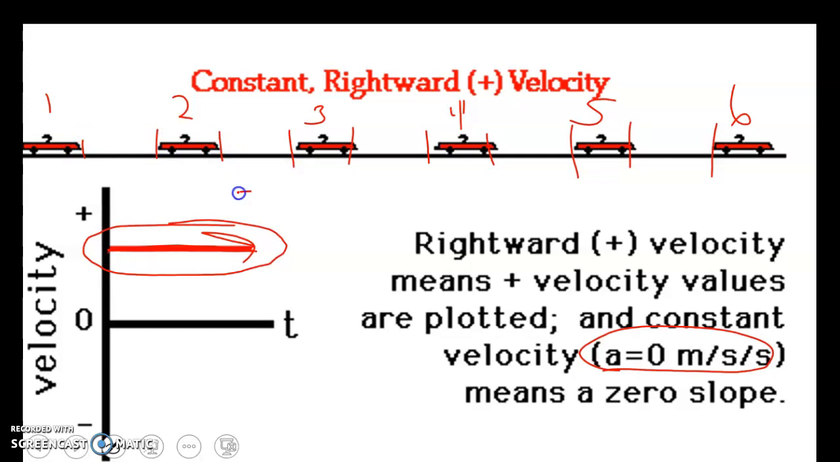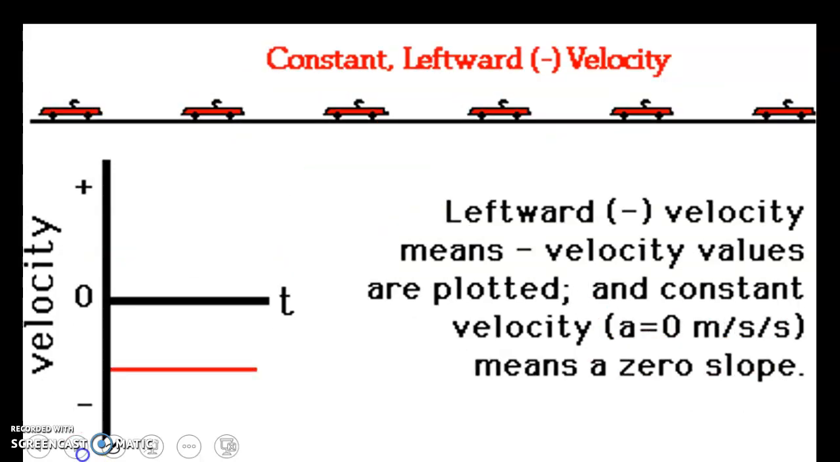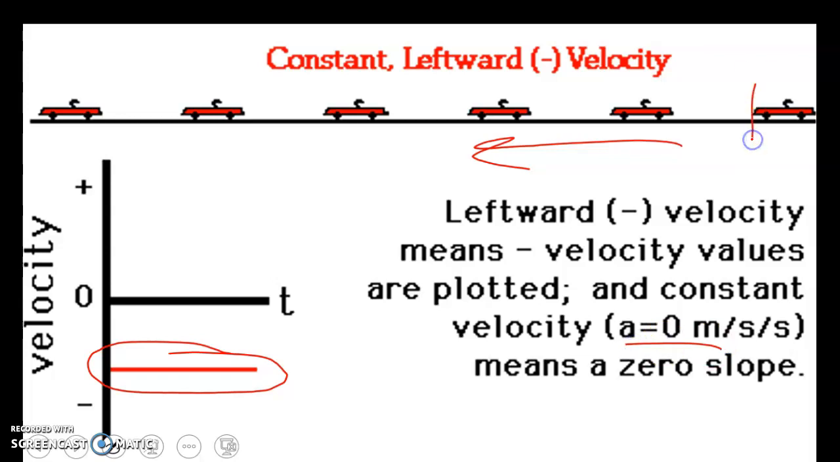Positive means we're going to the right, and a flat line means we are not accelerating. Now, leftward velocity, same thing. If we're below 0, we have a negative velocity. Negative velocity means we are heading to the left. Okay? Since it's a flat line, we have no acceleration. So again, we're going at a constant velocity to the left. And you'll get some practice at pairing these things up in class.